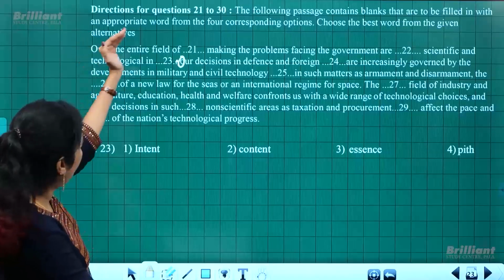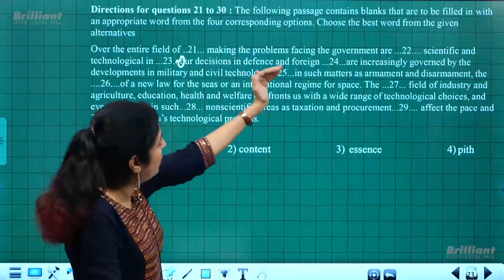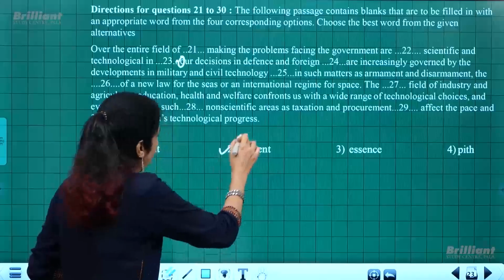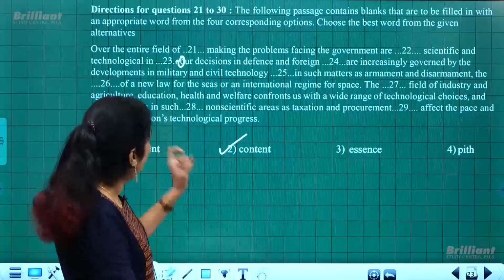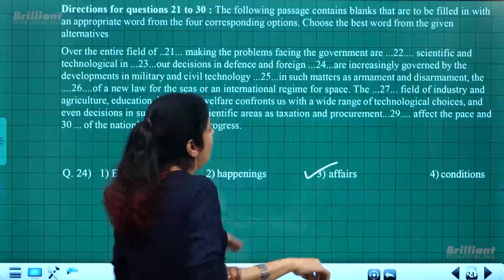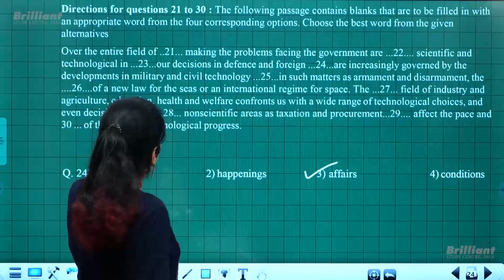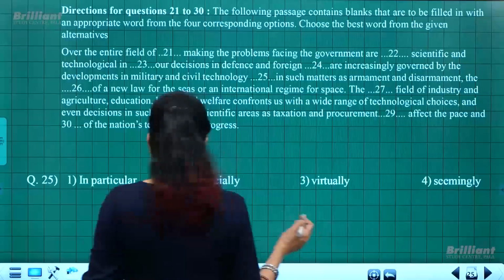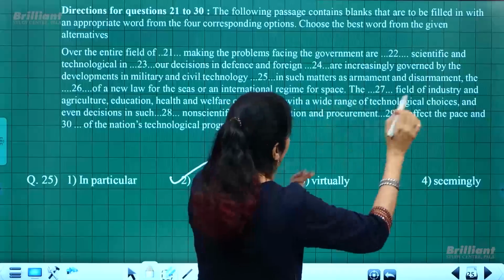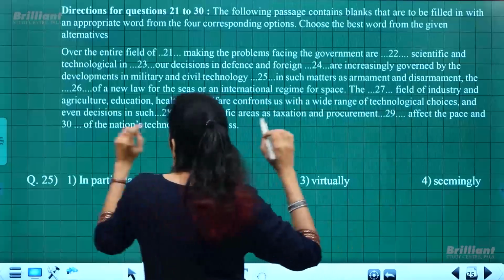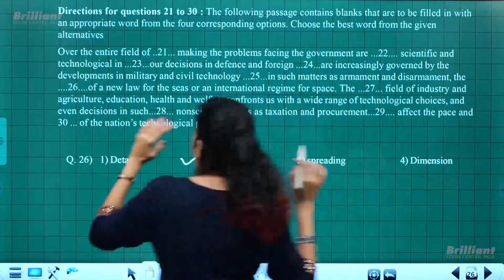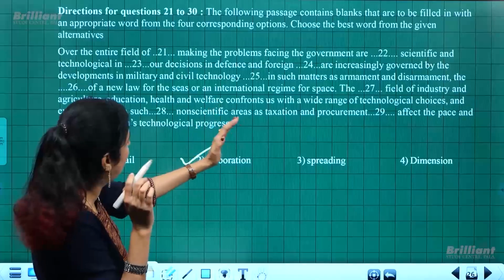So it goes like this: over the entire field of policy making, the problems facing the government are increasingly scientific and technological in content. Full stop. Only then would it make sense. And then the next sentences are decisions in defense and foreign affairs, isn't it? Foreign affairs are increasingly governed by the developments in military and civil technology, especially in such matters as armament and disarmament, the elaboration of, not detail, not spreading, not dimension, but the elaboration of a new law for the seas or an international regime for space.